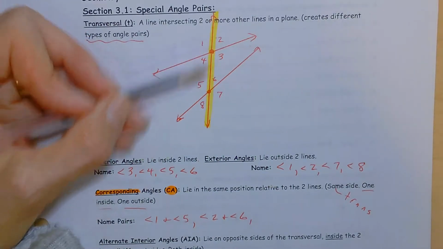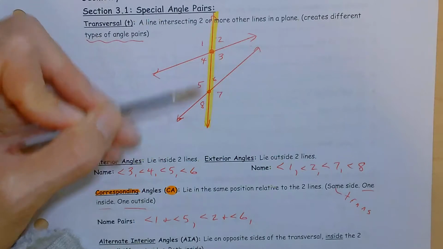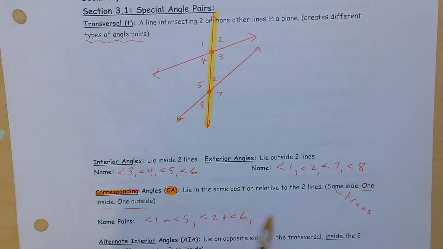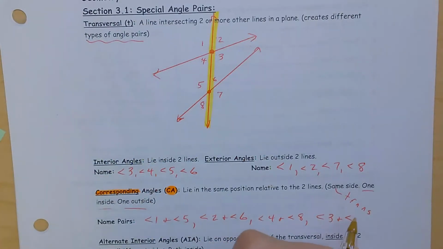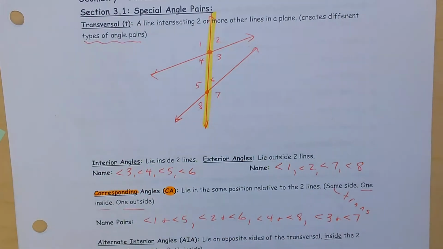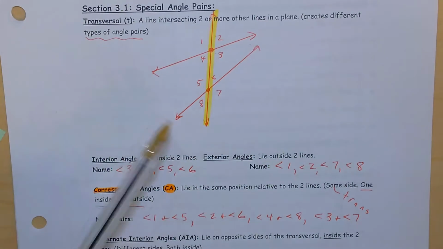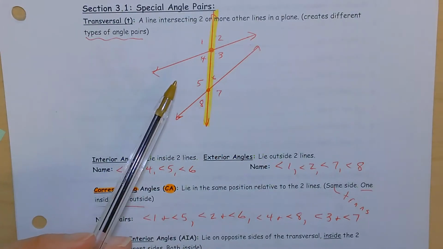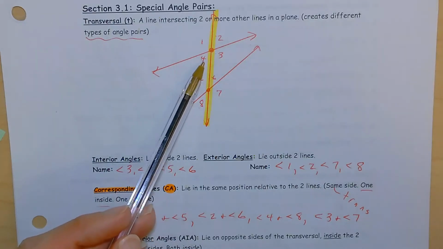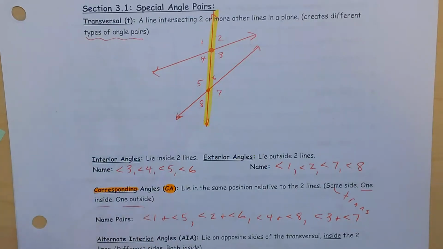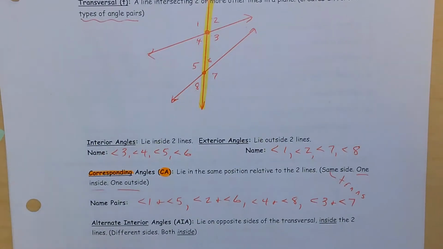And then over here, same side of the transversal, we've got 4 and 8, 4's in, 8's out. So angle 4 and angle 8. And then the last pair would be angle 3 and angle 7. Those are called corresponding angle pairs. They come in pairs, and they're called corresponding because they correspond in position where they sit. They're on the same side of the transversal, and they sit like in the corners together, but one's in, one's out.